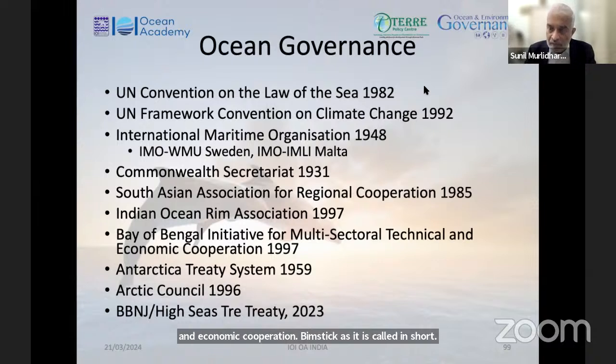Antarctica Treaty, of course. I'll talk about the Antarctica Treaty on Tuesday a little bit. 1959, which basically talks about how Antarctica should be governed, because Antarctica doesn't actually belong to anybody. Although states have tried to make claims on Antarctica, it doesn't belong to anybody. And then Arctic Council, again, the other side of the world, was established in 1996. India is a member of both these systems, both the Antarctica Treaty System and the Arctic Council. In the Arctic Council, we have observer status. Antarctica, of course, we have a permanent base there.